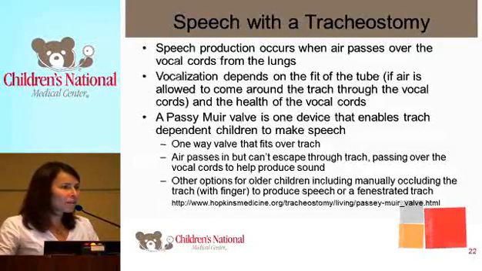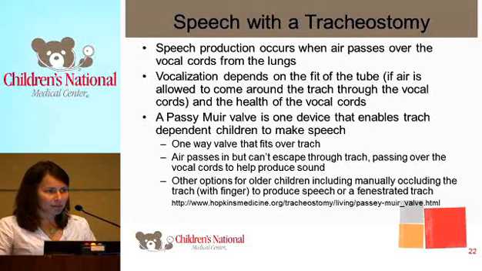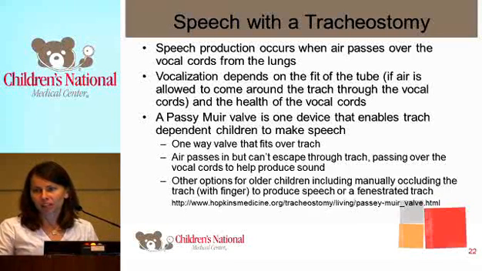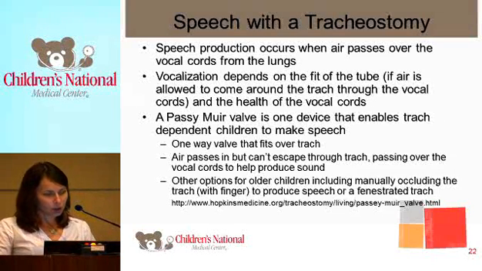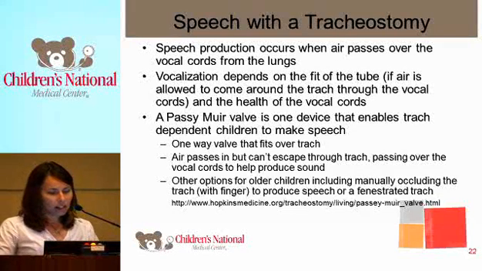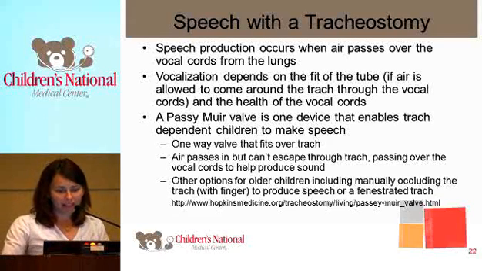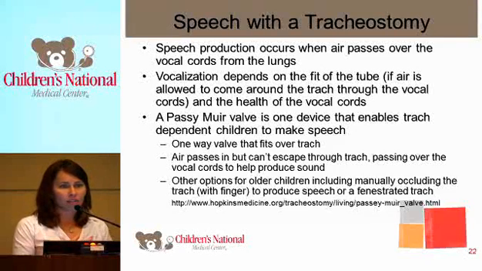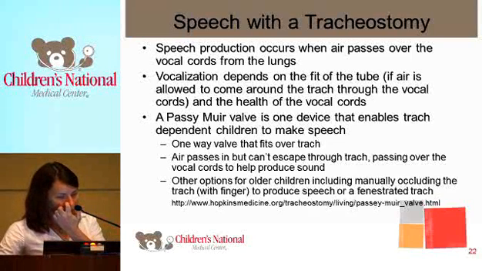This was fascinating to me. I always wondered why some kids were able to speak around a trach and other kids wouldn't. Well, it obviously matters how much airflow they get around and over the cords. So it depends upon the fit of the tube and also how healthy their vocal cords are. One thing that a lot of my kids have, especially if they're moving towards decannulation, is a Passy-Muir valve. It's a device that enables them to make speech. It's a one-way valve, and it literally caps and just sits over their trach. So air can pass in, but it can't escape. Then that air has to pass up and over the vocal cords.